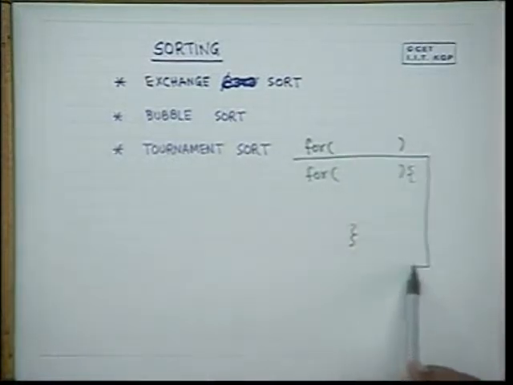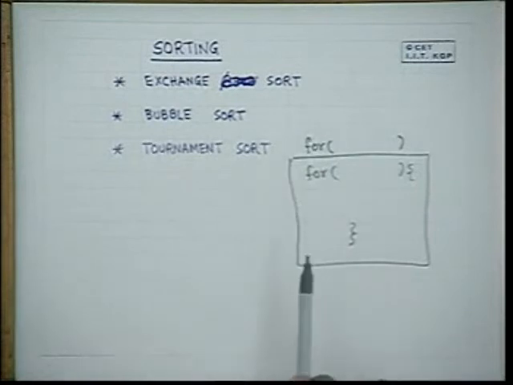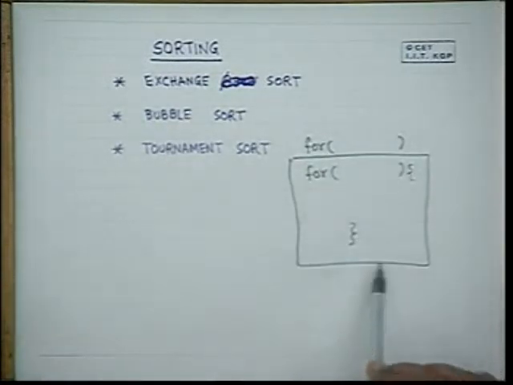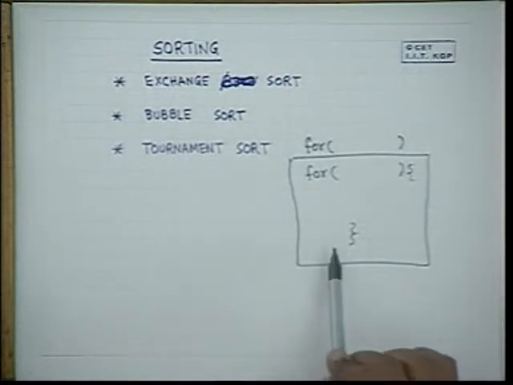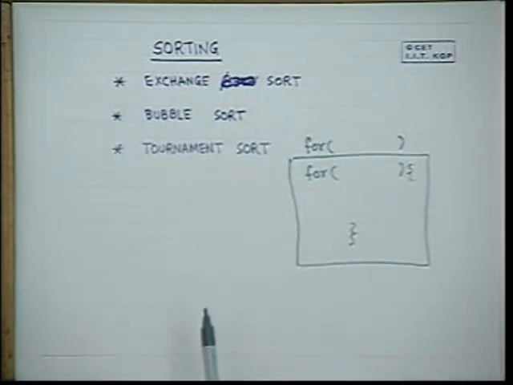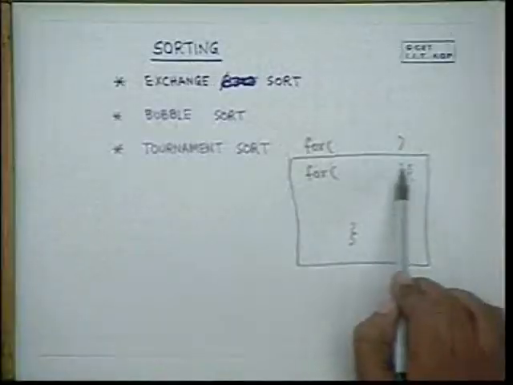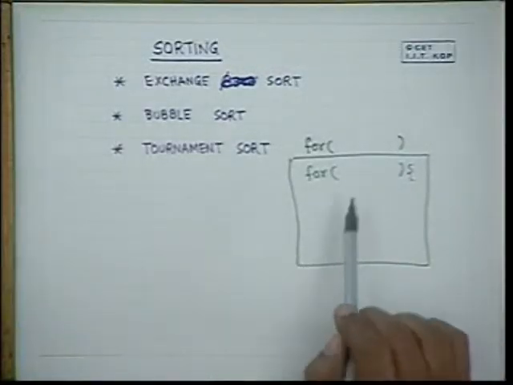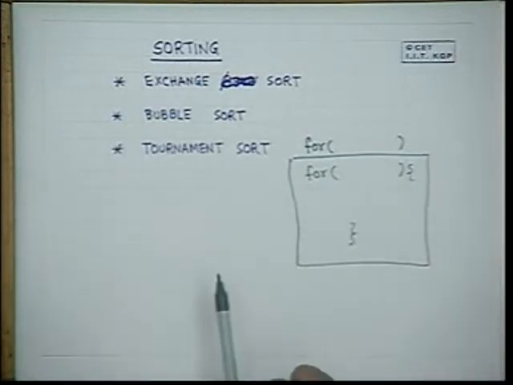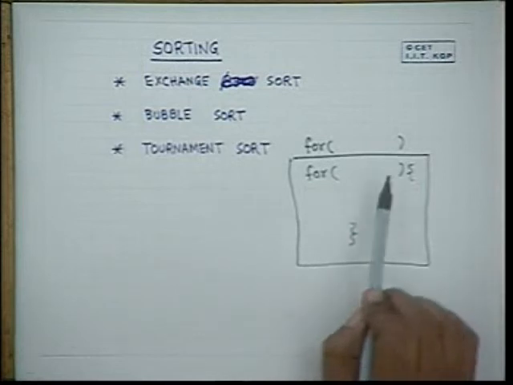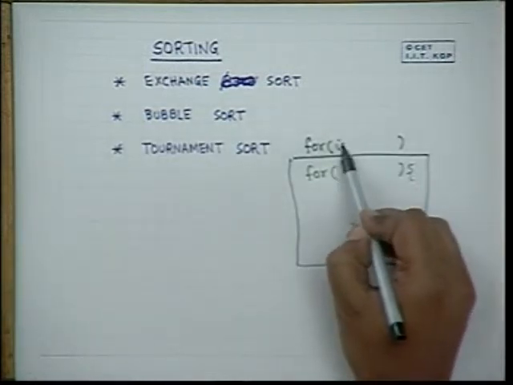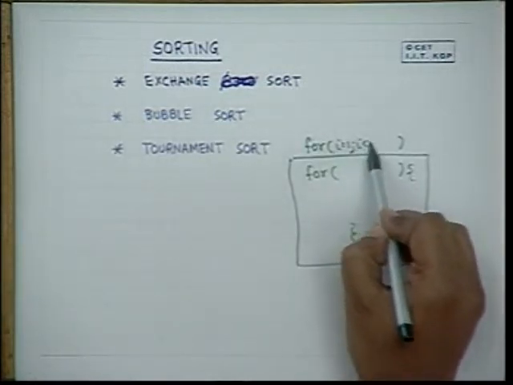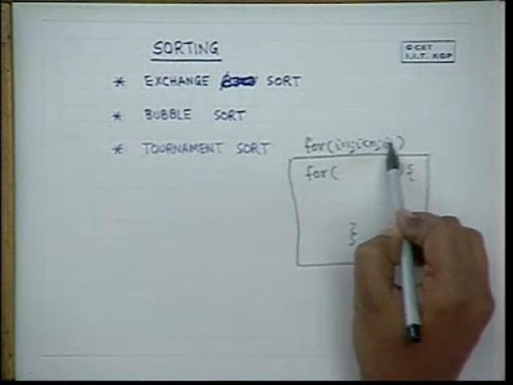part of the program computes either the minimum or the maximum. In one loop, the minimum or the maximum element is determined, and that is what the inner loop does. It finds the minimum or maximum element from I to n and puts it in I, then increments I by 1. This is I is equal to 1, I less than n, I plus plus.